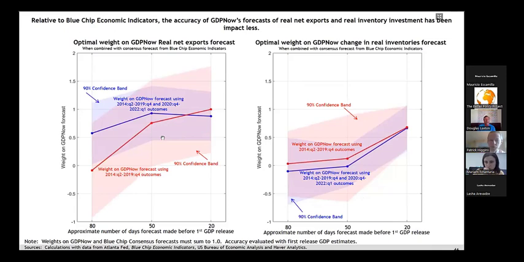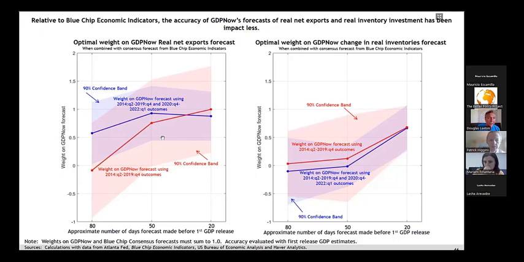For things like net exports and inventories, those haven't changed as much. Even though they're hard to forecast, everybody has a hard time forecasting those things, so GDPNow does reasonably well on that still relative to others. Those weights are kind of close to 1 once you have all the data in.